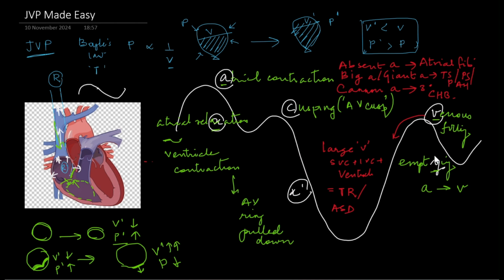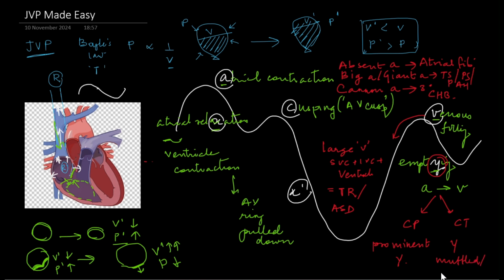Now, there is a very important part about the Y wave, where we have to distinguish between two conditions. One is cardiac tamponade and the other is constrictive pericarditis. So in constrictive pericarditis, we have a prominent Y wave. But in cardiac tamponade, the Y wave is muffled or blunted. I'll call it muffled or blunted.